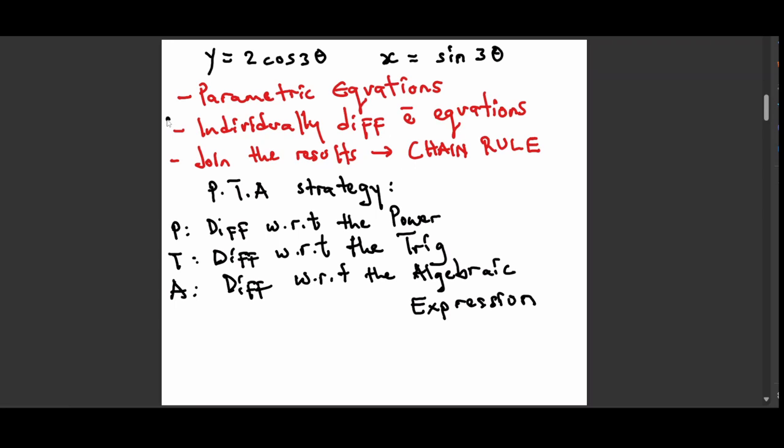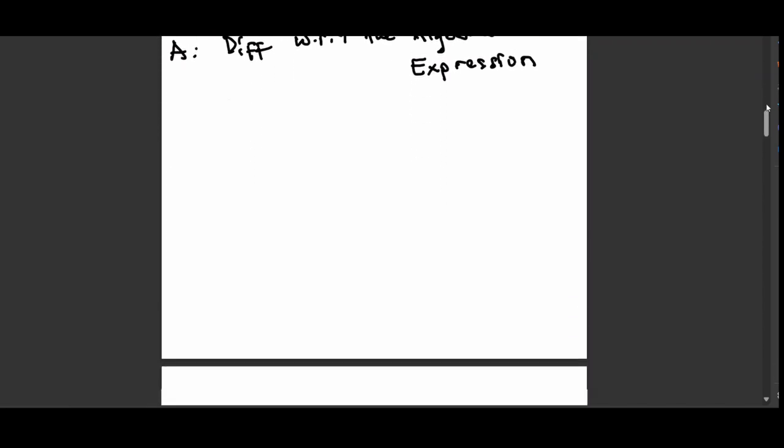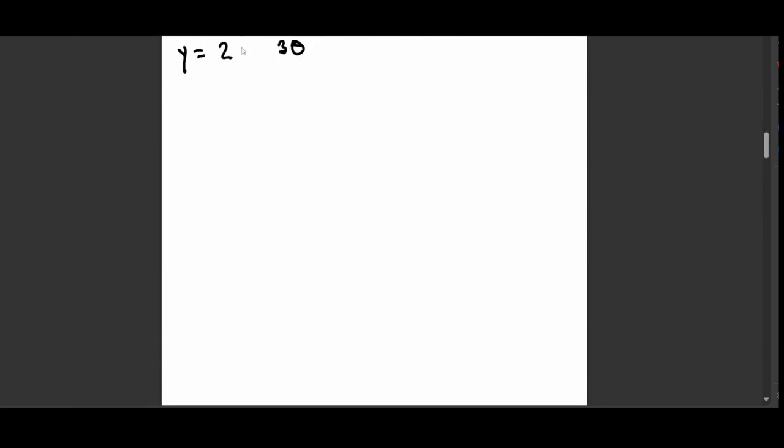So remember this step. We are going to individually differentiate these equations separately, starting with y is equal to 2 cos 3 theta. Then we differentiate also x is equal to sine 3 theta. Then the results we get from these differentiations, we are going to join them using the chain rule. So let us operate on this. Y is equal to 2 cos 3 theta, and we have in mind our PTA strategy.